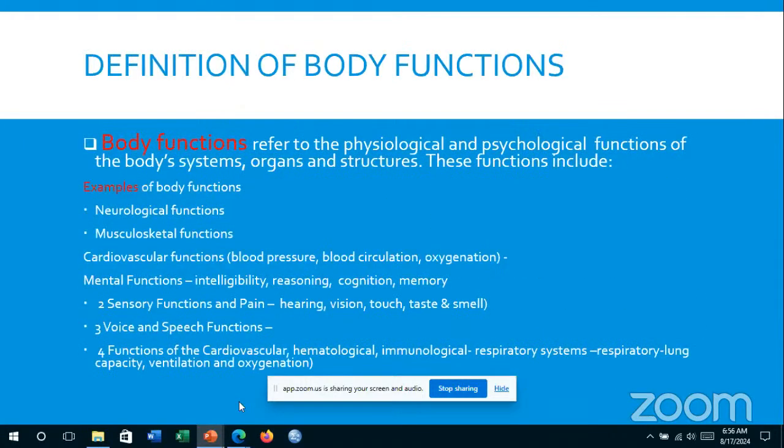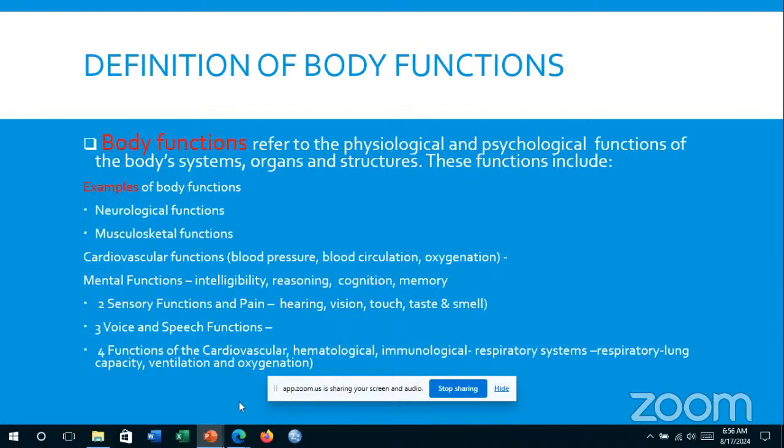So body functions refer to physiological and psychological function of the body system, organ, and structure. These are definitions of impairment and functional limitations. We don't need to go through that in detail. We know what impairment is: anatomical, physiological limitations, absence of a body part, and so on and so forth. Functional limitation, we understand all that. We understand what all those mean.